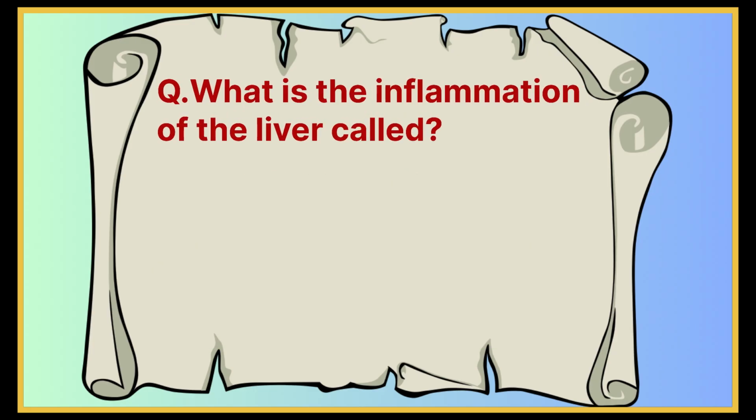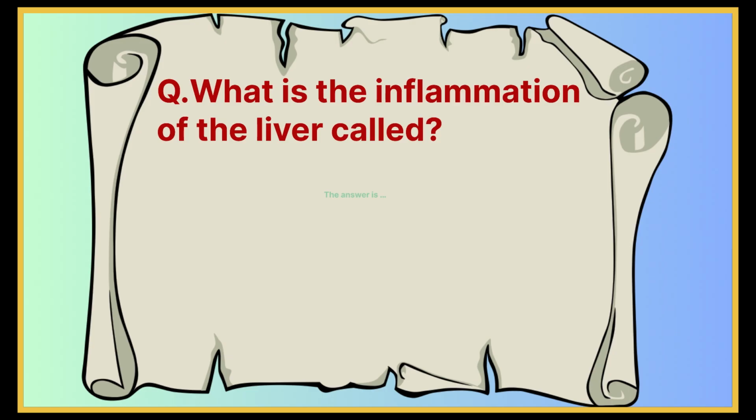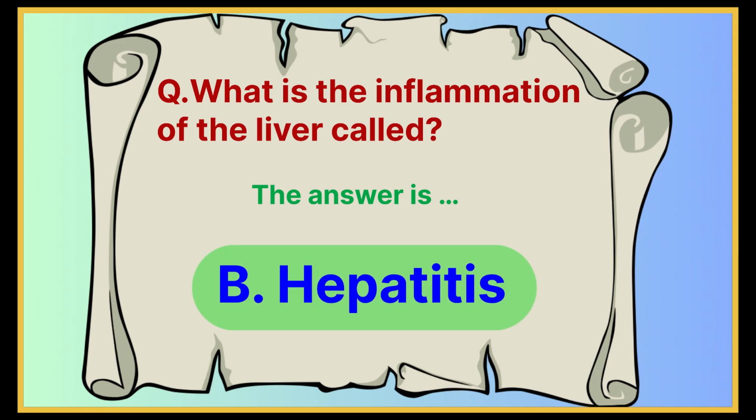Next question. What is the inflammation of the liver called? So the options are A nephritis, option B, hepatitis, option C, gastritis, option D, dermatitis. So the correct answer is option B, hepatitis.